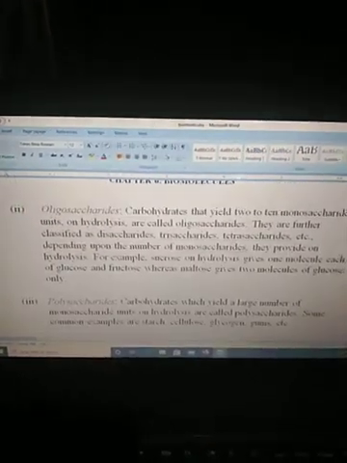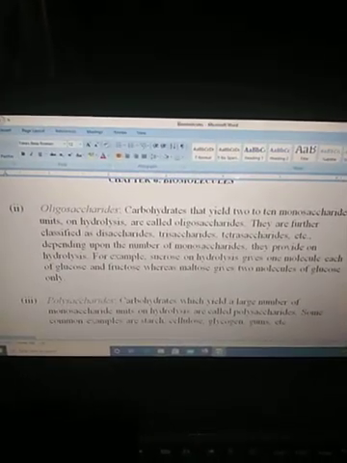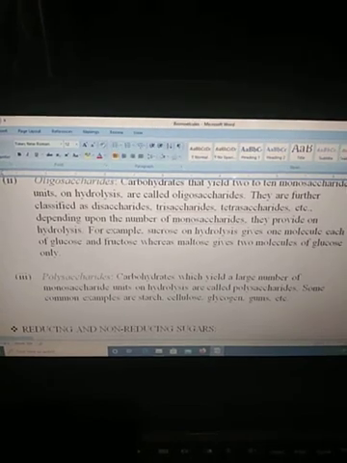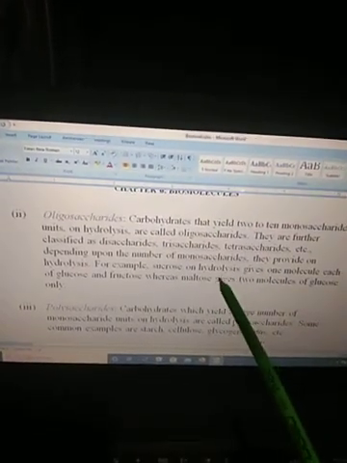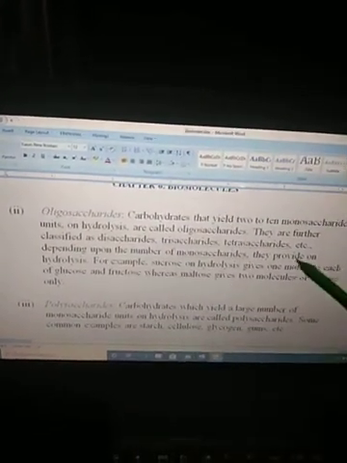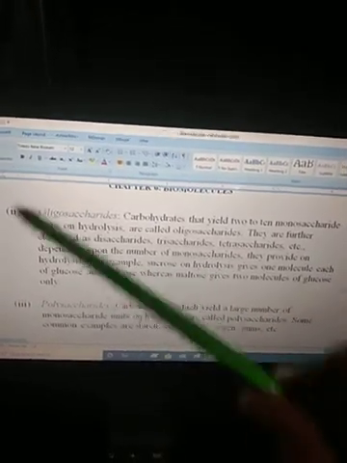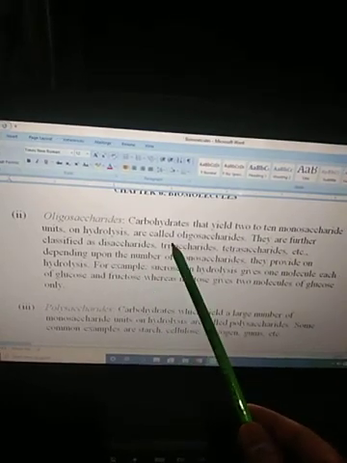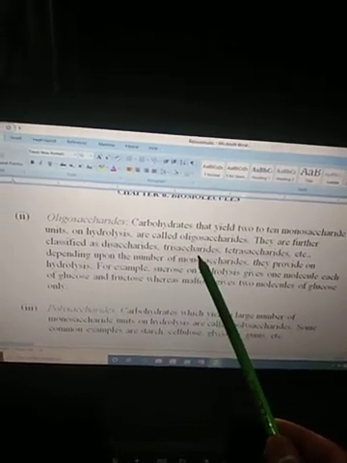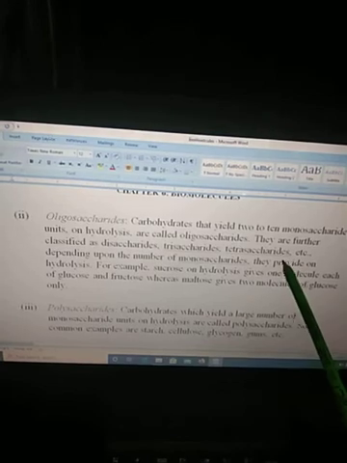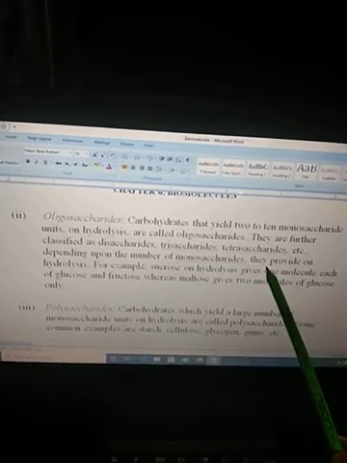Next thing, classification we are doing. First was monosaccharide. The second type is oligosaccharides. Oligosaccharide means when the carbohydrates are hydrolyzed, we get 2 to 10 monosaccharide units. If you get 2 monosaccharide units, then we call it disaccharides. If you get 3, we call trisaccharides, 4 tetrasaccharides, depending on the number of monosaccharides.